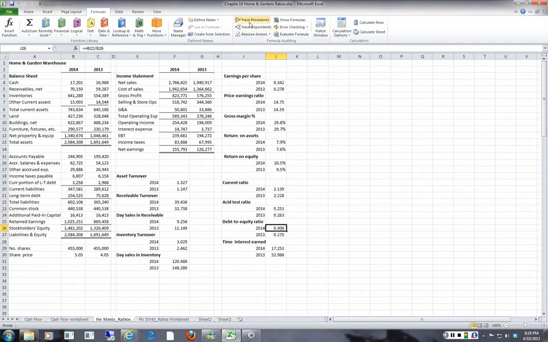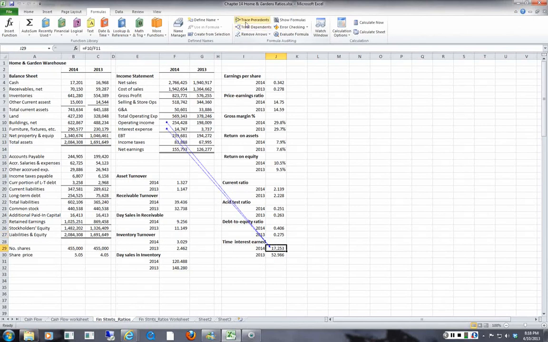The debt to equity ratio takes the total debt of $602,104 and divides that by the $1,482,000. So that shows you about what the percent is of debt, and it is significant, more significant this year in 2014 than it was the preceding year, because we added so much long-term debt.